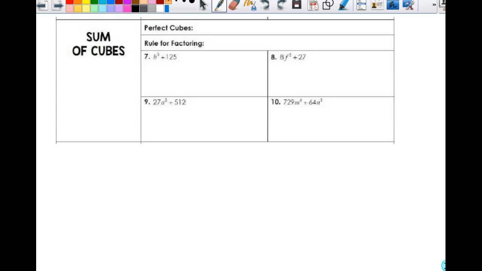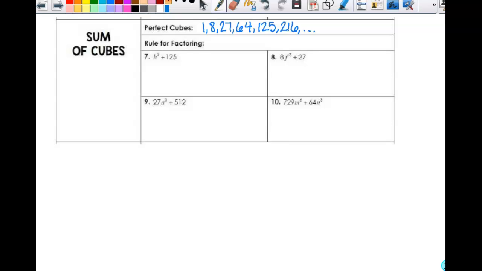Sorry about that. Okay, so sum of cubes. Now, sum and difference of cubes, you have to know the rule to do it because that's really the only way to do it. So our perfect cubes, talk about what a perfect cube is. A perfect cube is like 1, 8, 27, 64, 125, 216, so and so forth. So this is 1 cubed, 2 cubed, 3 cubed, 4 cubed, 5 cubed, 6 cubed, and so forth. Okay, those are what perfect cubes are.